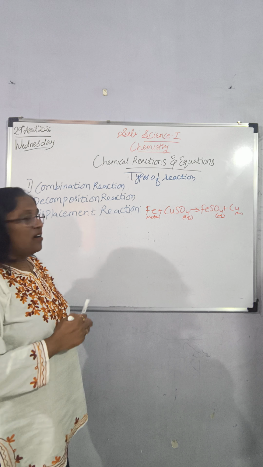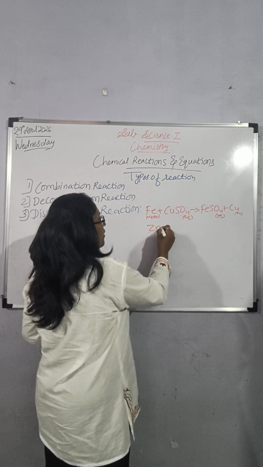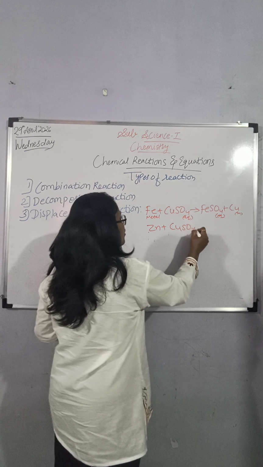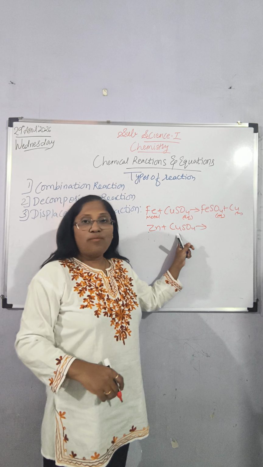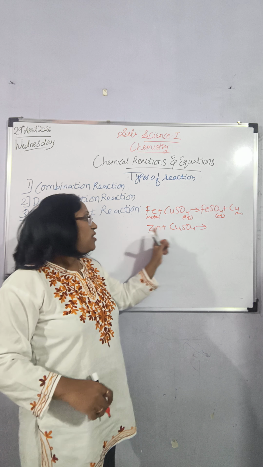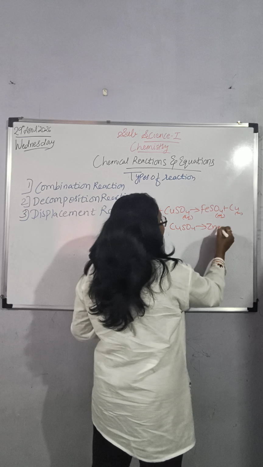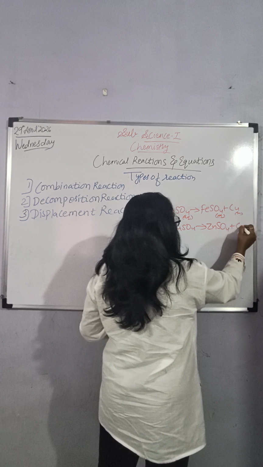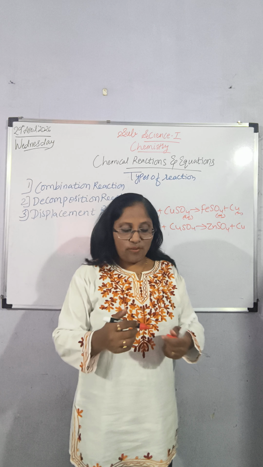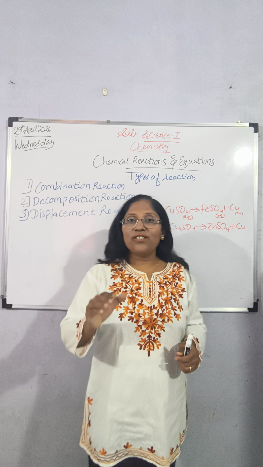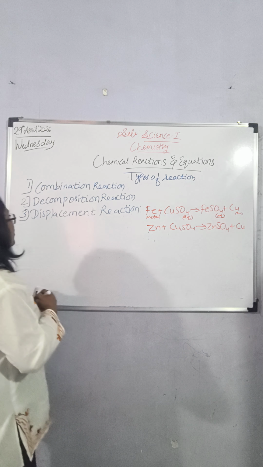Second example of this: now if we take zinc metal plus copper sulfate solution. Again here, zinc is more reactive than copper in copper sulfate solution. Zinc is more reactive, so again the reaction will be what? It will be zinc sulfate plus copper. Zinc sulfate plus copper. Hope you understood the reaction. Now moving towards the further reaction.